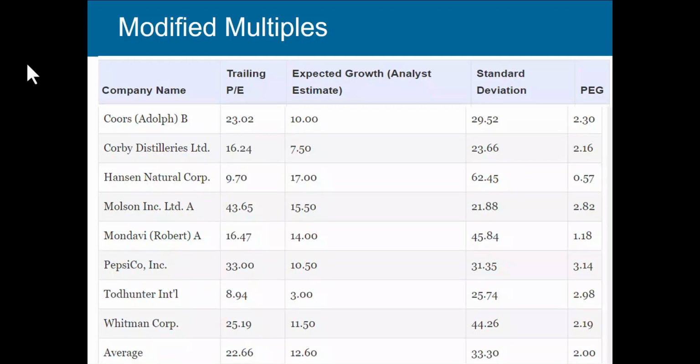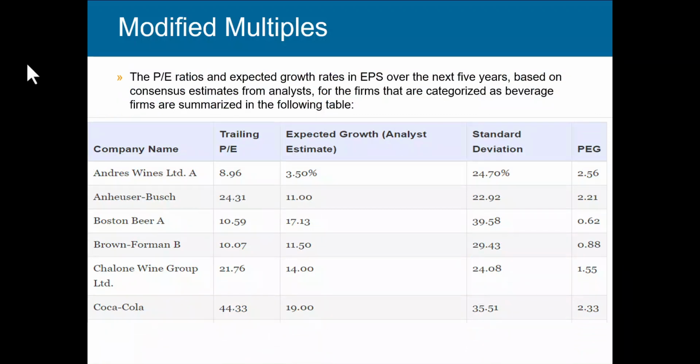Now, because the growth has been controlled, it's only the risk which has to be looked at. So look at the first company, Andre Wines. Tell me one thing: what is the observation regarding Andre Wines? Is it expensive or undervalued? One second, I'm asking one by one. It's undervalued. Okay. And why are you saying that?